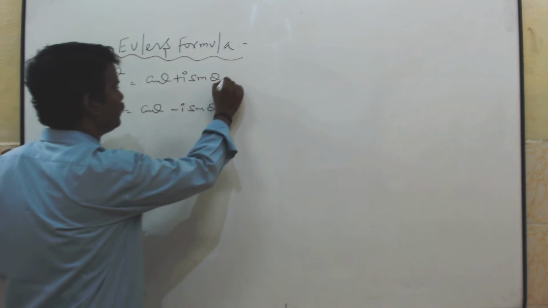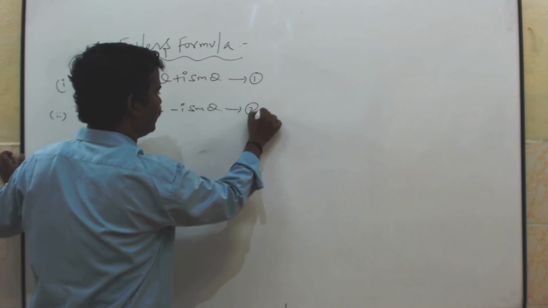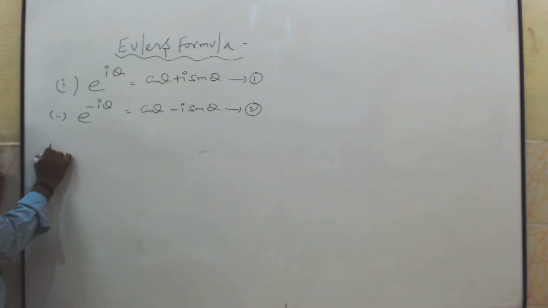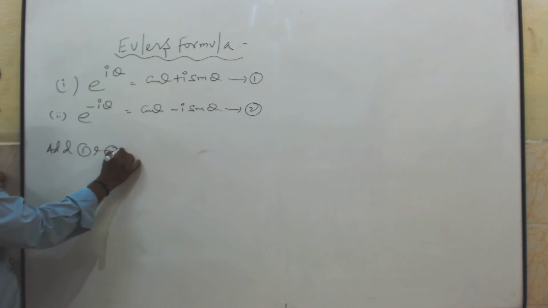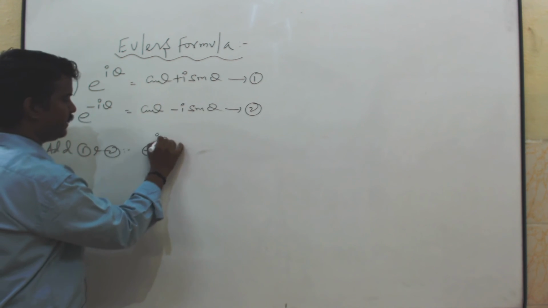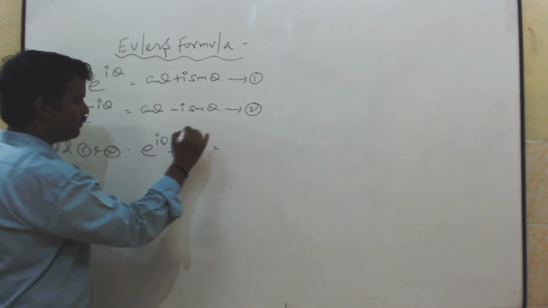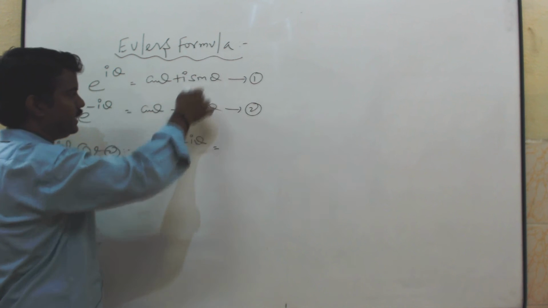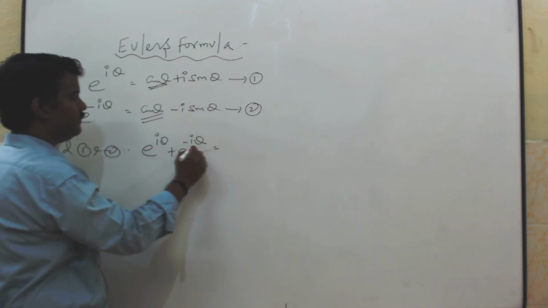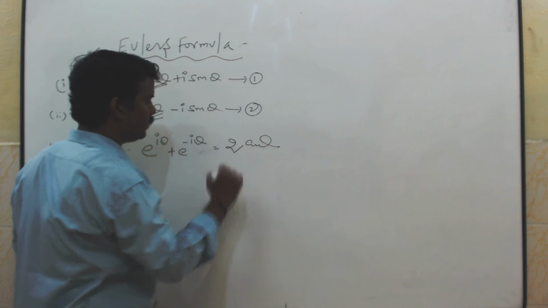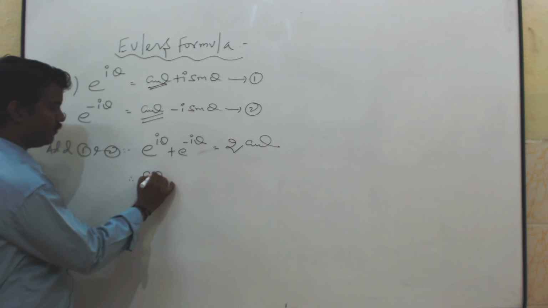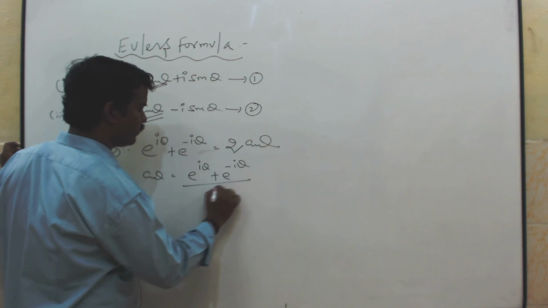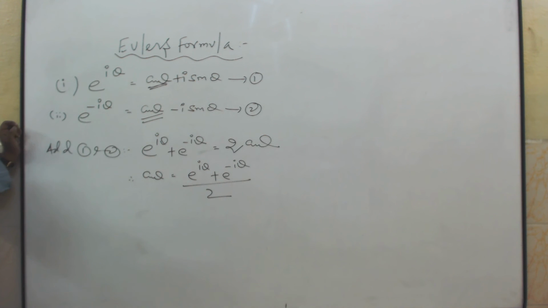The next thing is we are going to add these two things. We will get a new formula. All this as equation number 1. This as equation number 2. Add 1 and 2. See what you will get. e power i theta plus e power minus i theta. What do they add? Plus i sin theta and minus i sin theta will get cancelled. You will get cos theta plus cos theta, which is 2 times cos theta. From this cos theta can be written as e power i theta plus e power minus i theta by 2.